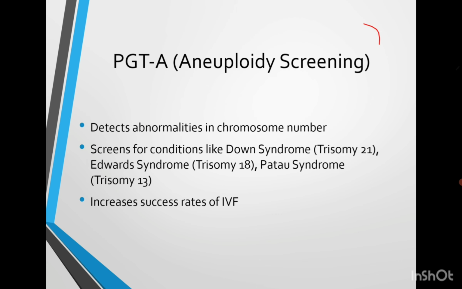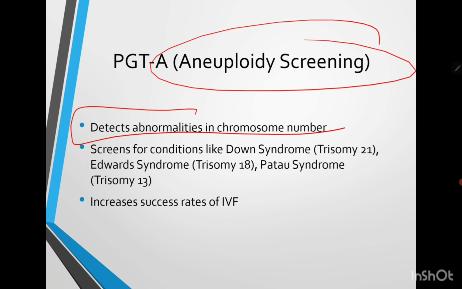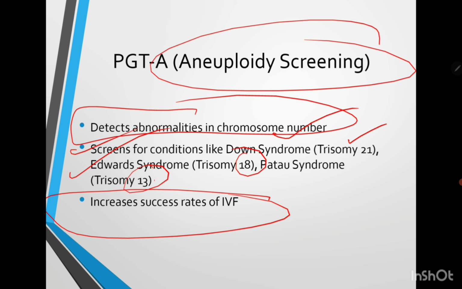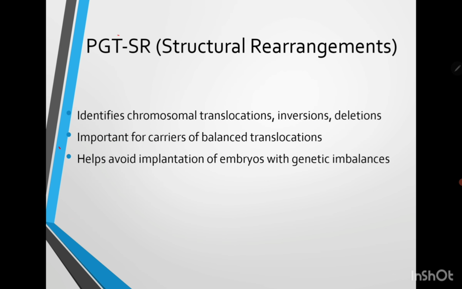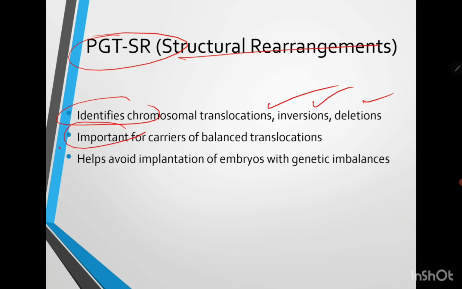Then PGT aneuploidy screening. PGT-A detects abnormality in chromosomal numbers. That is aneuploidy screening for conditions like Down syndrome, trisomy 21, Edward syndrome, trisomy 18, and Patau syndrome, trisomy 13. This will increase the success rate of IVF. PGT structural rearrangement identifies chromosomal translocations, inversions, deletions. Important for carriers, balanced translocations. It helps avoid implantation of embryo with genetic imbalance.